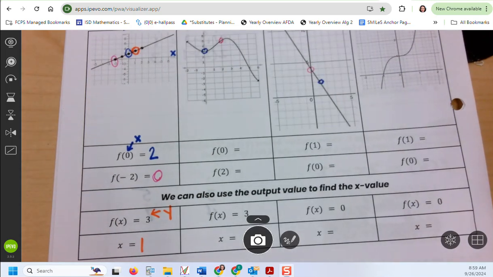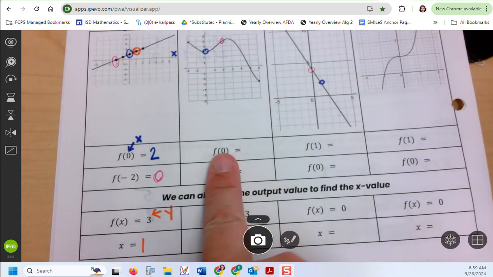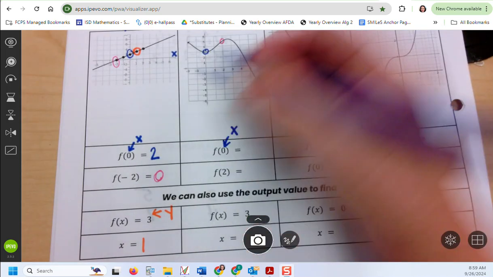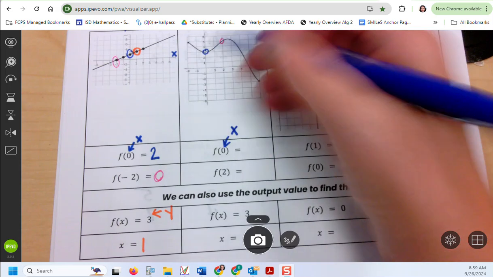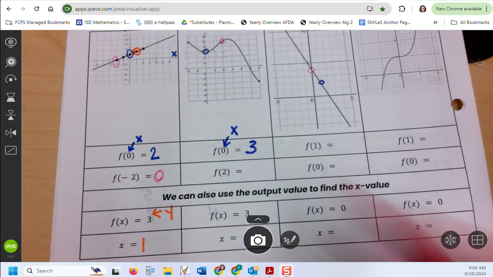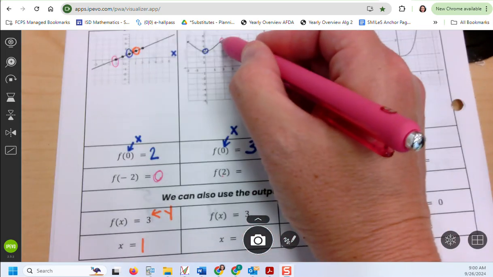All right, guys, I'm hearing some really good discussions. I'm going to start going over it right now. So the first one says f of 0, so that means the x is 0. On the x-axis, you find 0, and then you go up and you get 3. F of 2, the x is 2, and so you go up, and I think you get 5.